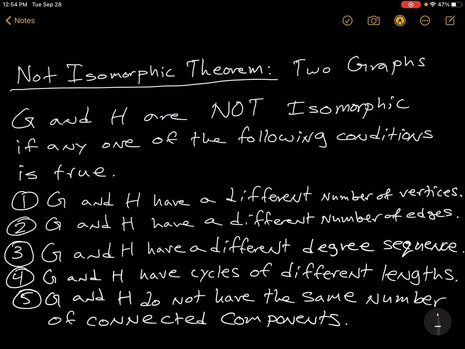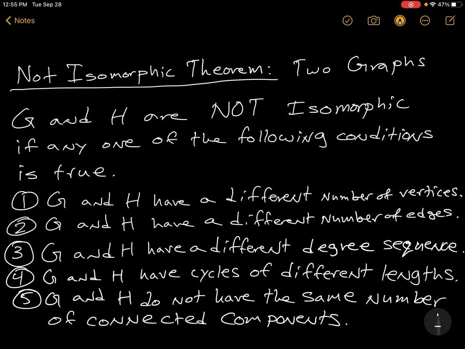Okay, so the first one is G and H have a different number of vertices. The second one, G and H have a different number of edges. Three, G and H have a different degree sequence. Four, G and H have cycles of different lengths. Five, G and H do not have the same number of connected components.